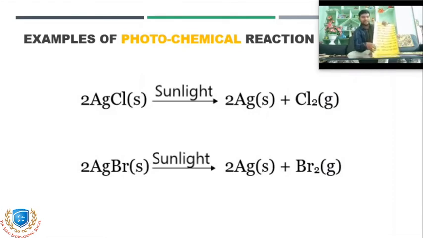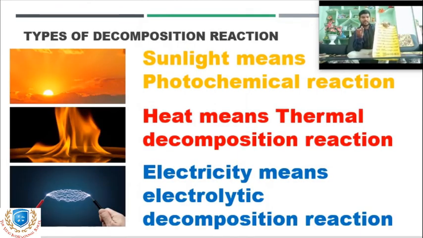These chemical decomposition reactions are carried out in three ways: through sunlight, through electricity, and through heating. If the reactions are carried out by electricity, we call them electrolytic decomposition reactions. If carried out by sunlight, we call them photochemical reactions. And if carried out by passing heat, we call them thermal decomposition reactions. So today we have completed two types of chemical reactions: the chemical combination reaction and the chemical decomposition reaction.